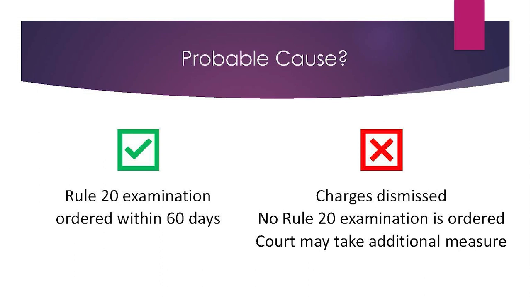The only way a criminal court can take motions or take action on anything is if it has a case in front of them. And if there's no probable cause for the case, there's no case. And if no case, criminal court cannot take action. If there is probable cause, a Rule 20 examination will be ordered to take place within the next 60 days.